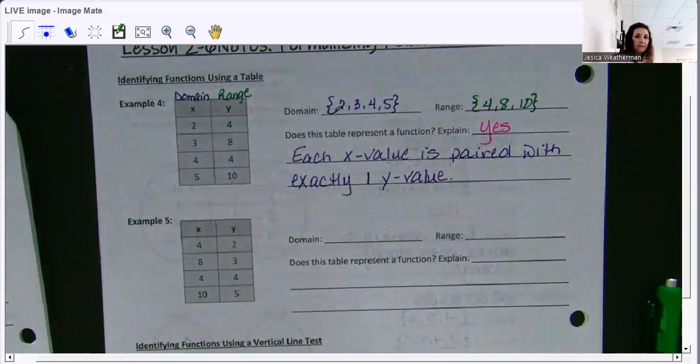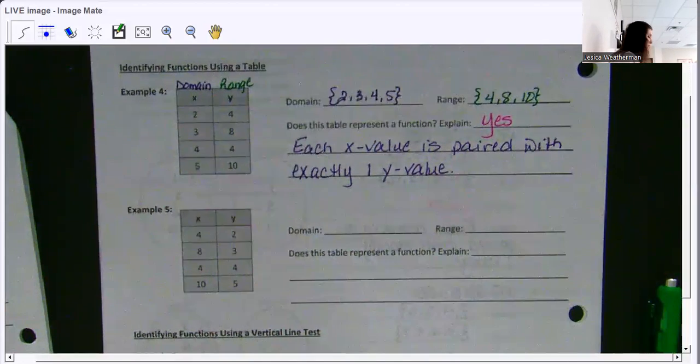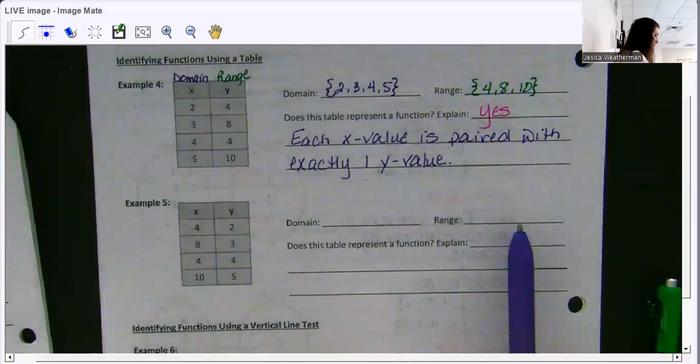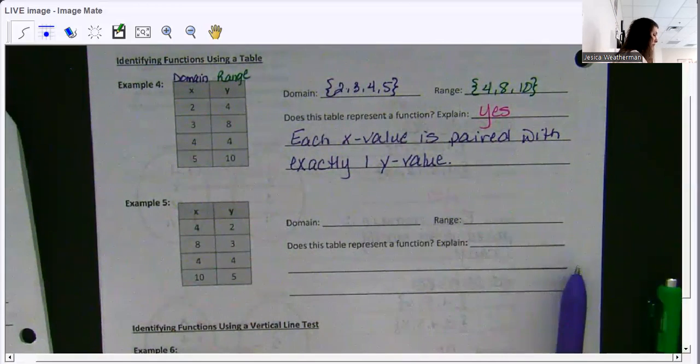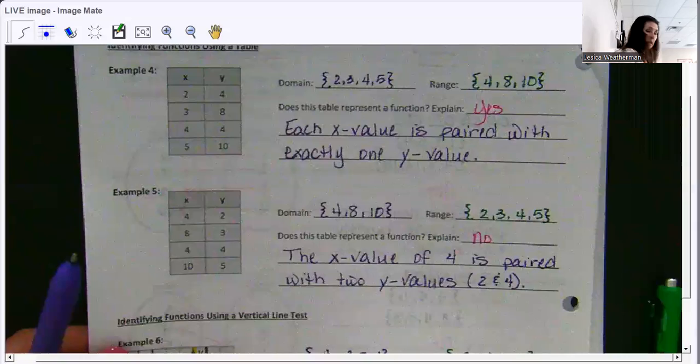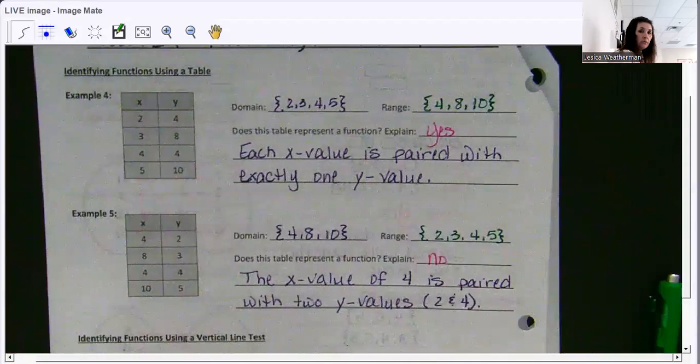All right. Can you guys look at example 5 and tell me what you notice about the table? Grace? It's the same as example 4, but they're just switched. So I want you to go ahead and do this example and see what you come up with this time. Okay, so go ahead and check example 5, see if it matches what I came up with.